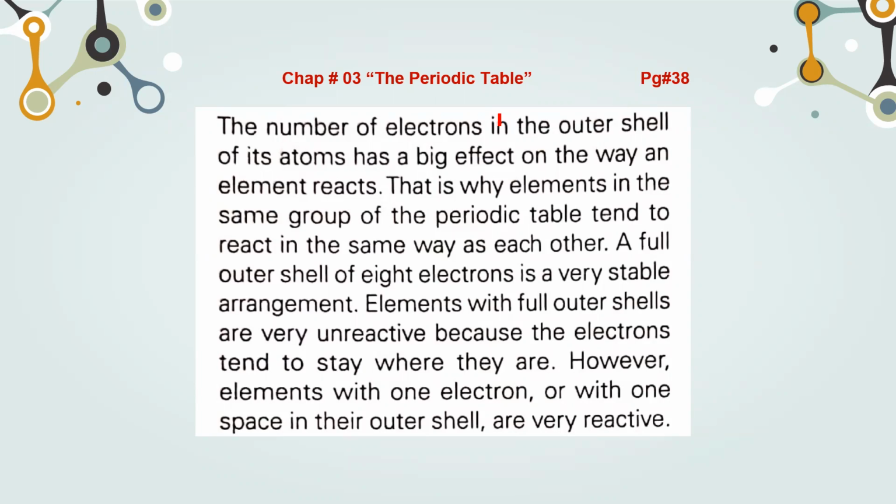Okay, so the number of electrons in the outer shells of the atoms has a big effect on the way the elements react. If you remember, dear students, I told you in our previous lecture that the outermost shell electrons are very, very important because those electrons contribute to the bonding with different metals or different elements. Okay, so the outermost shell electrons are very important.